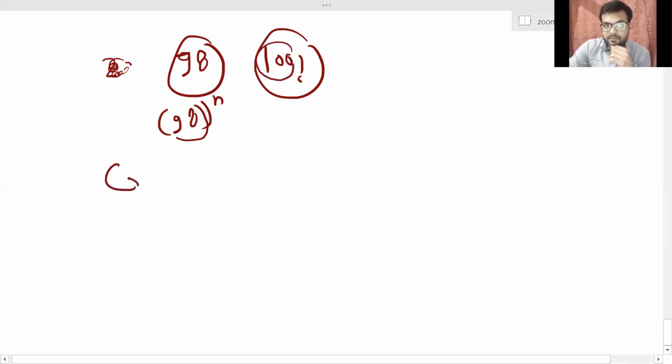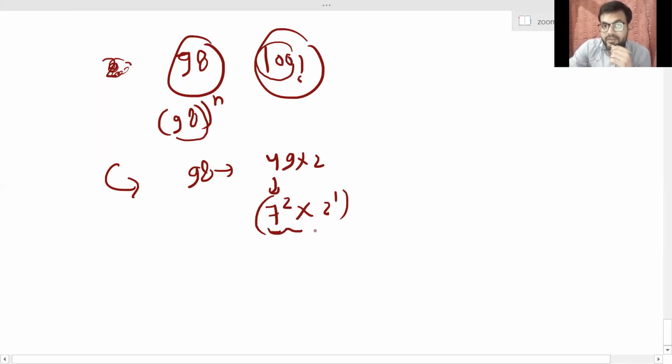So what we will have to do, we will have to convert this into its prime vector format. So 98 is nothing but what? 49 into 2, and 49 is what? It's 7 square. 7 square into 2 raised to the power 1. Okay, now guys, look at this thing very carefully.